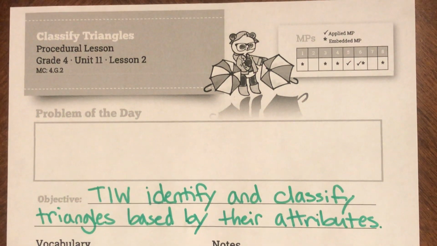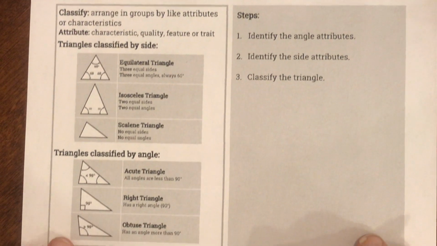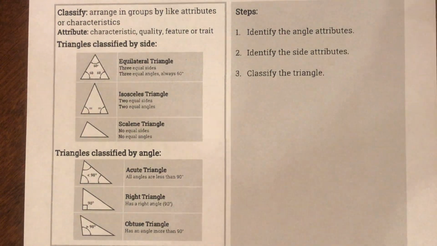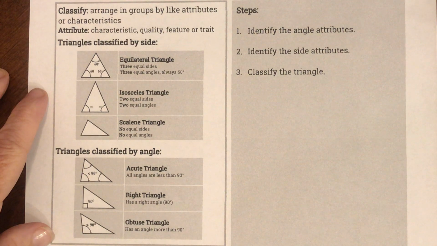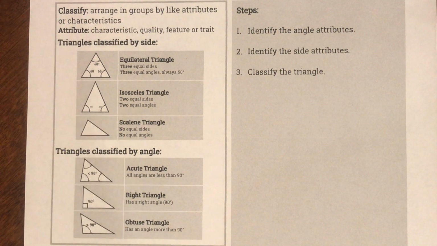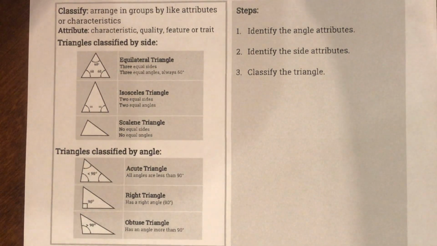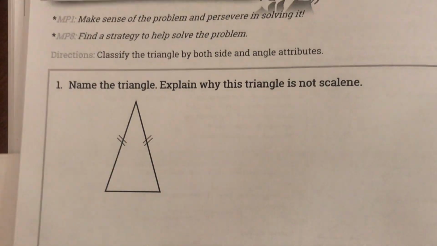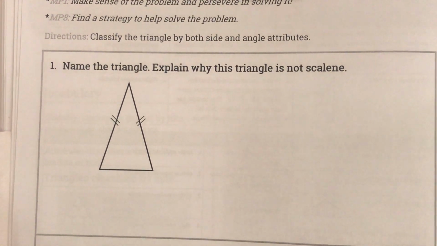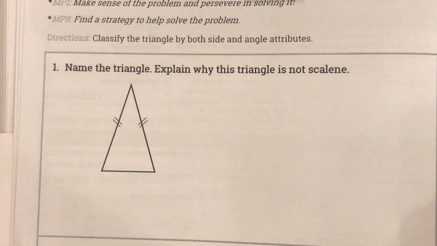Okay, so yesterday we talked about the two different attributes we're going to be looking at: triangles classified by their sides or triangles classified by their angles. So we can use this to reference if we need to remember some of this key vocabulary. But I'm just going to jump right in and get started. Okay, so my first problem looks like this. And it says, name the triangle and explain why this is not a scalene triangle.